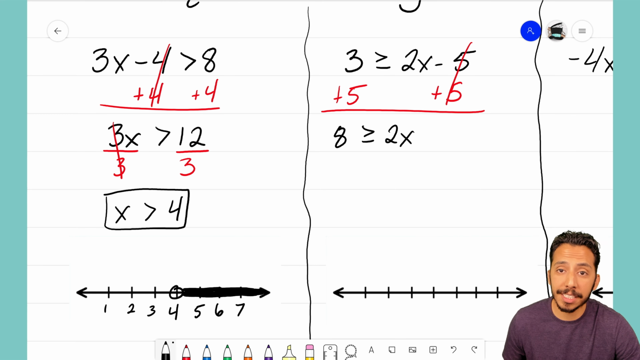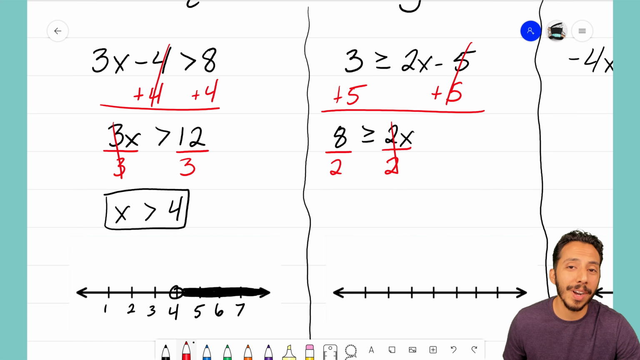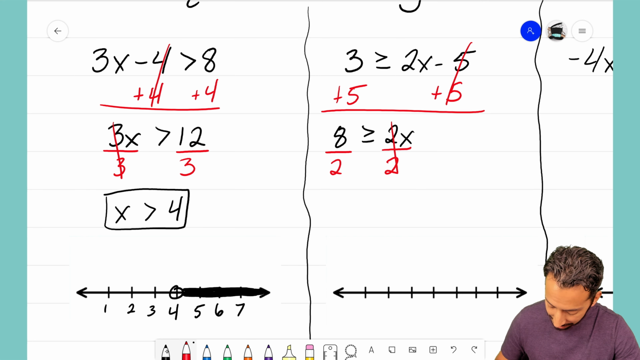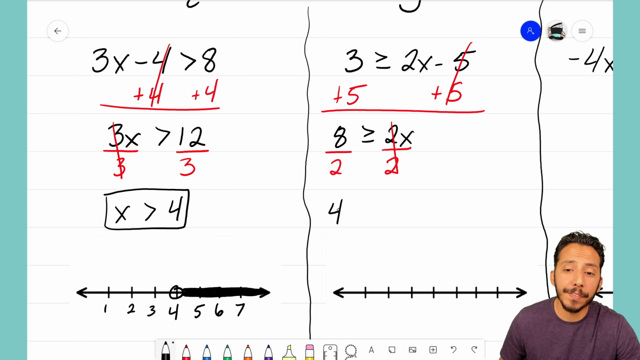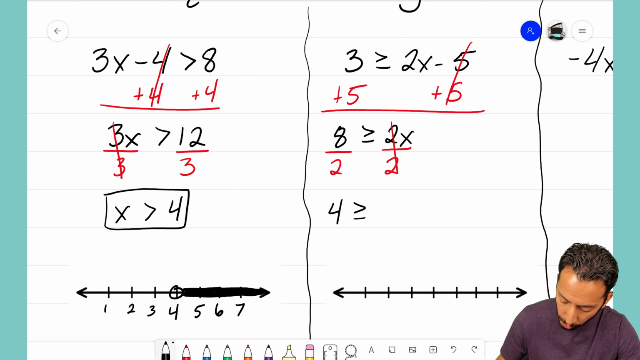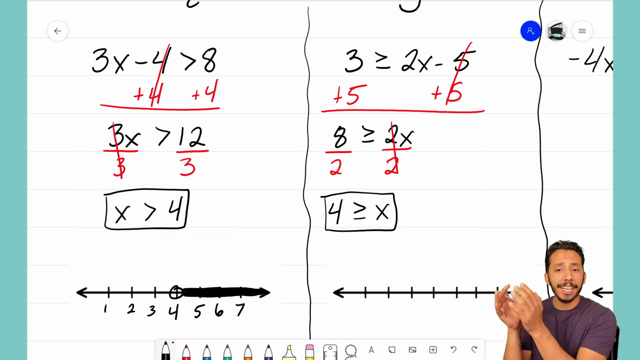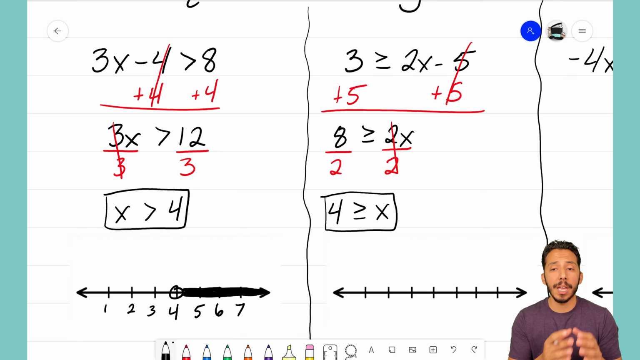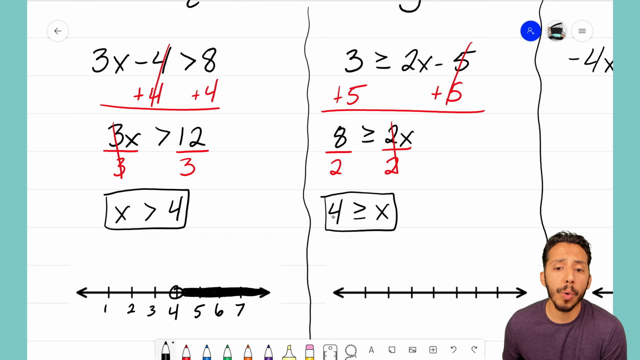At this point, I just have to divide by the coefficient. So I will divide both sides by 2. The 2's on the right-hand side are going to cancel to a 1. And I'm left with 8 divided by 2, which is going to make 4. And 4 is greater than or equal to x. That is our solution. But now notice, it's kind of flipped the opposite way than what we're used to seeing. We're used to seeing x first, the inequality in the middle, and then the number. But for this one, they're flipped. This says that 4 is greater than or equal to x.